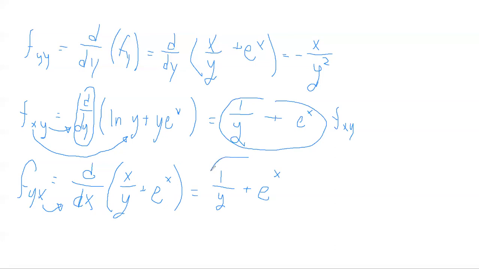So here, when the question asks you to verify this using Clairaut's theorem, it is basically saying you have to find your f of xy and your f of yx, and then see if they're equal to each other. As you can see, both of these are equal to each other, the 1 over y plus e^x and 1 over y plus e^x. That means that this passes Clairaut's theorem. So that's 5.1. Hopefully that was pretty straightforward.